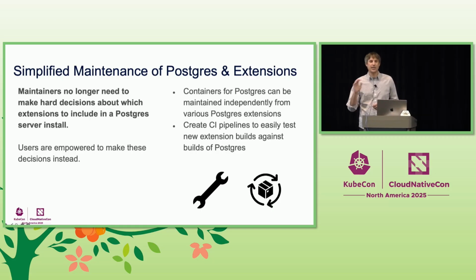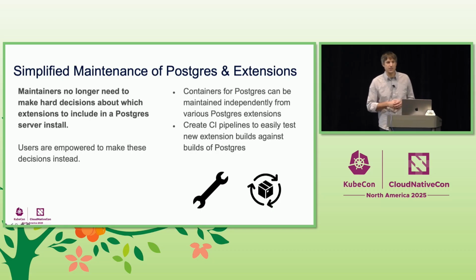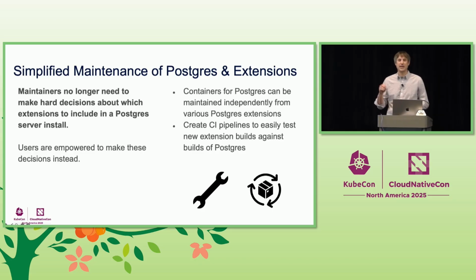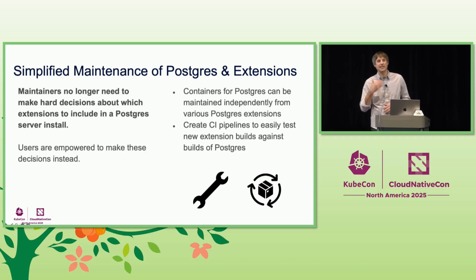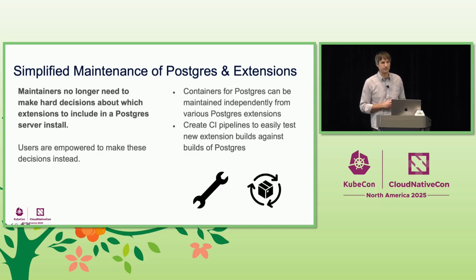At the same time, we can also roll out new versions of the Postgres server, for instance, the quarterly patches released by the Postgres community, without having to rebuild each and every extension at the same time. And of course, since image volumes make it easy to integrate new extensions built as OCI images, we can also set up CI pipelines to easily test new builds of extensions against any new builds of Postgres.